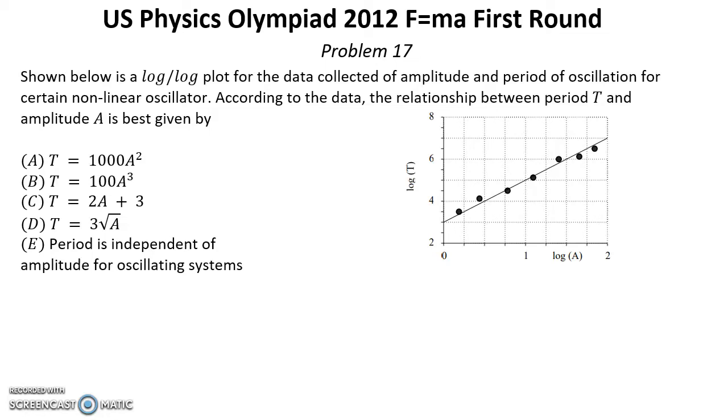Problem number 17. Shown below is a log by log plot for the data collected of amplitude and the period of oscillation for a certain nonlinear oscillator. According to the data, the relationship between period T and amplitude A is best given by such equations.